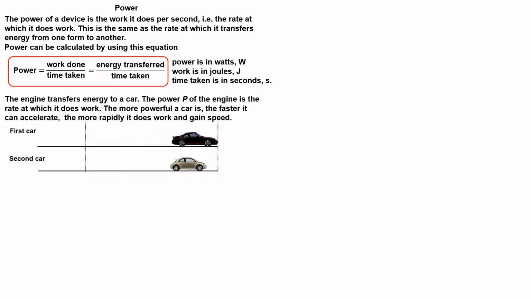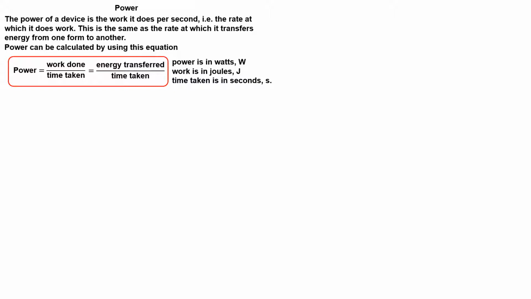The engine power of the first car is greater than the engine power of the second car. We know this because the first car spent the same energy as the second car, but the first car spent that energy faster than the second car. Let's see how it works.